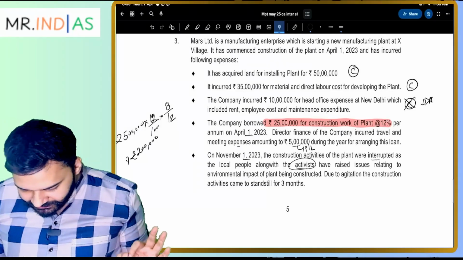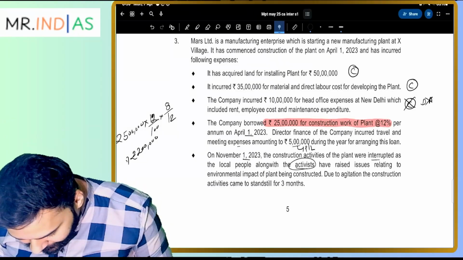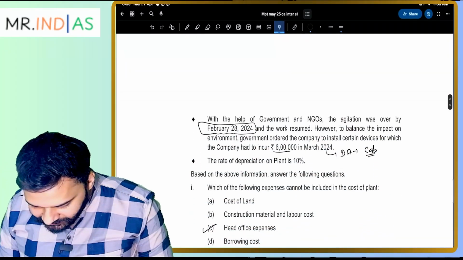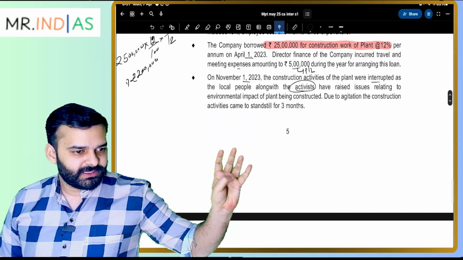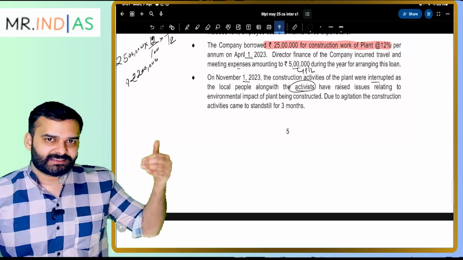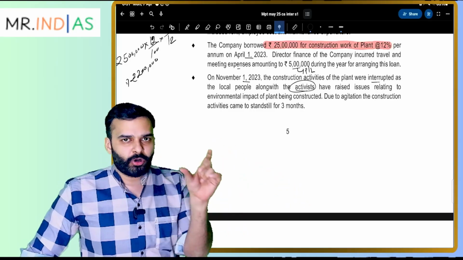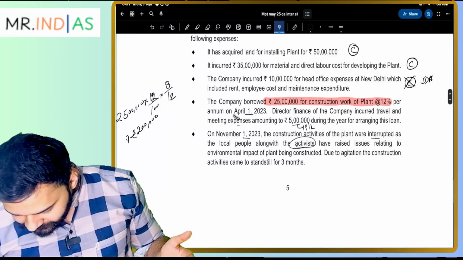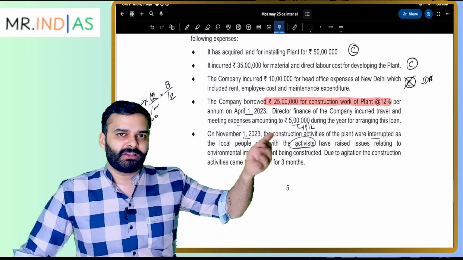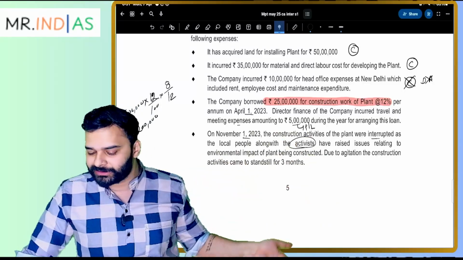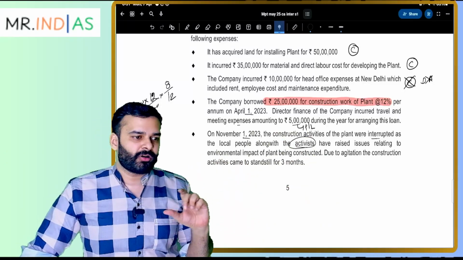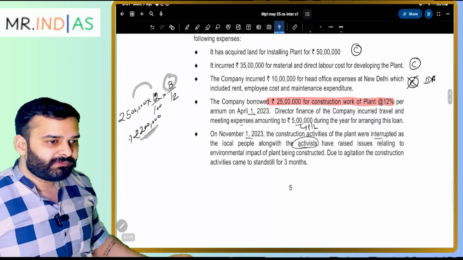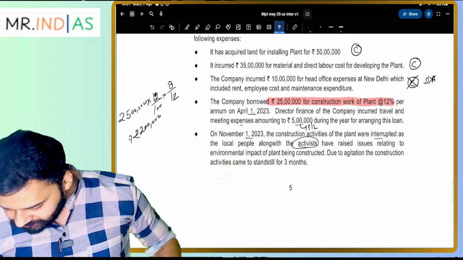So on 1st of November, the local people interrupted the activity, and with the help of government, the agitation was over by 28th of February. So November, December, January, February, 4 months are considered as a suspended period, and the borrowing cost of 4 months will not get capitalized. We had taken the loan on 1st of April. Out of 12 months, the 4 month period of borrowing cost will not get capitalized. Only the 8 month period will get capitalized, and 25 lakh at 12% for 8 months is 2 lakh, which will get capitalized. I hope you can recall the concept and apply it accordingly.